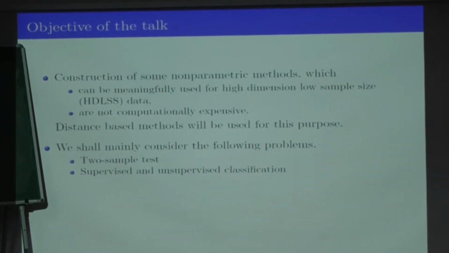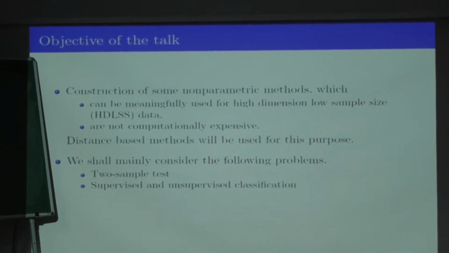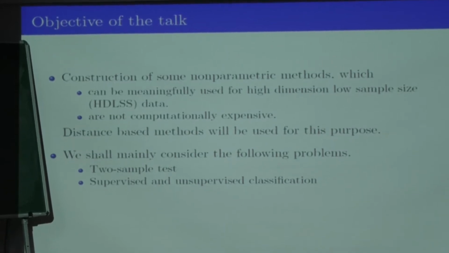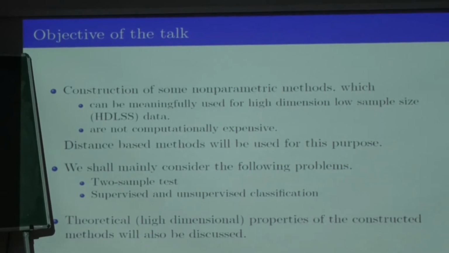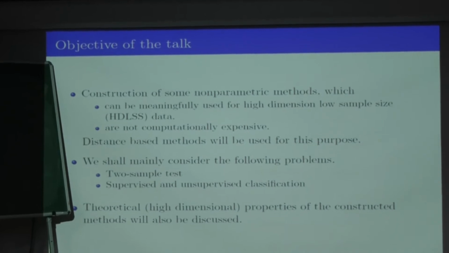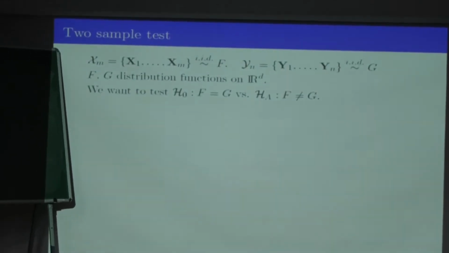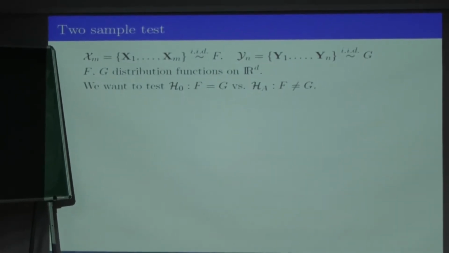Though I have written it in this way, we will mainly consider two different problems. One is the two-sample test, another is supervised and unsupervised classification. But I don't think I will be able to cover the second one, so I will mainly concentrate on the two-sample test. Okay? And as we go on, we will describe several methods and study their high-dimensional behavior to understand what is going on.